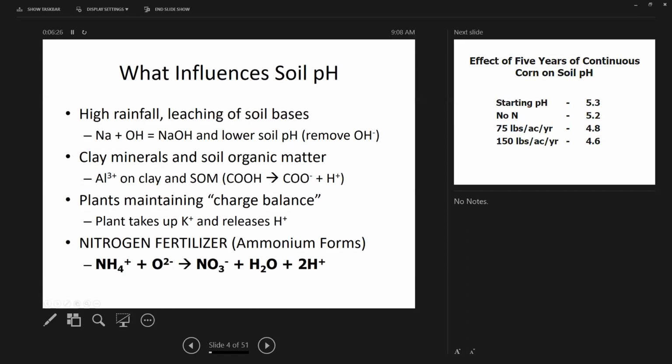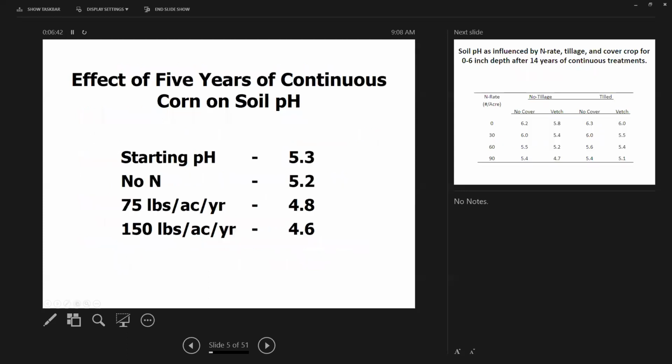Is that a bad thing? Well, that's just kind of the cost of doing business, but it's what we do. Corn, tobacco, any of these crops requiring a high nitrogen rate are going to reduce pH faster.